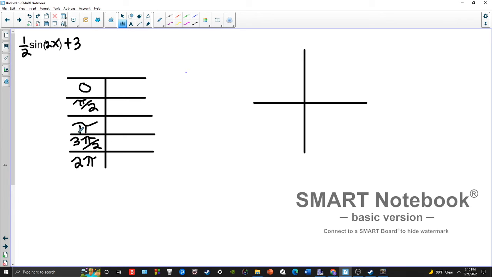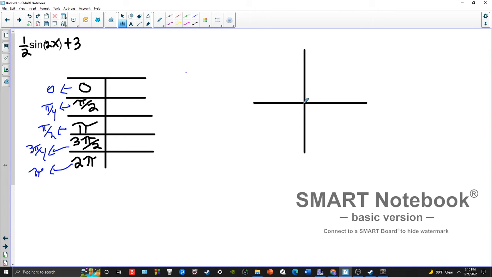So I'm going to take all my x's and do the opposite to reset them essentially. So 0 divided by 2 is going to be 0. Pi over 2 divided by 2 is going to be pi over 4. Pi divided by 2 is going to be, well, pi over 2. 3 pi over 2 divided by 2 will be 3 pi over 4. And 2 pi over 2 is going to just be a normal pi. So those are my x numbers right away.